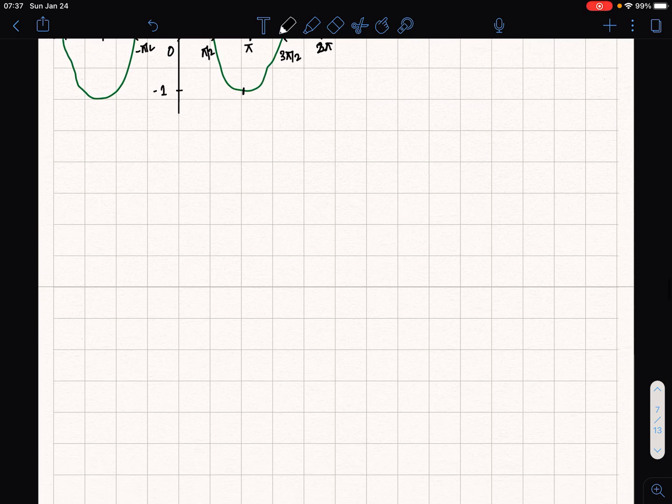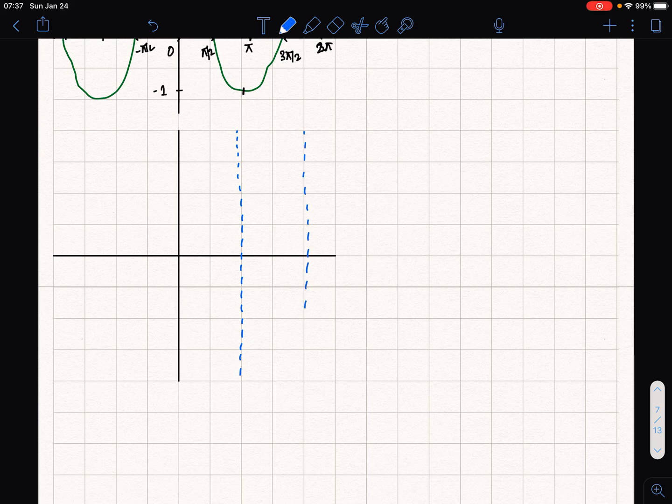Next comes the tangent function. For the tangent function, we do the following. We have tan pi by 2 is not defined. So what we do first is we construct dotted lines at odd multiples of pi by 2. That is at pi by 2, 3 pi by 2, and so on. This is pi by 2, this is 3 pi by 2, this is minus pi by 2, and this is 0.